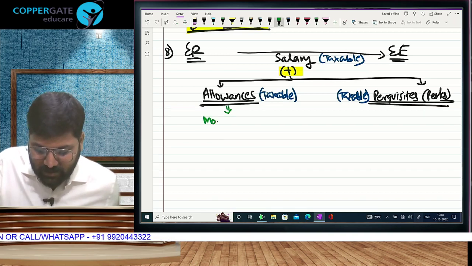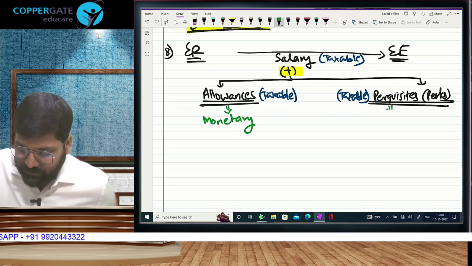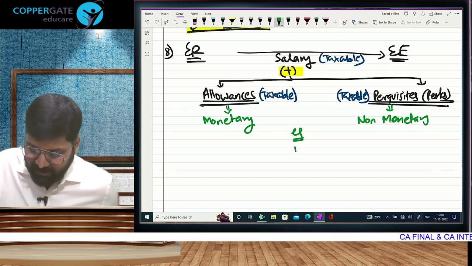Allowances are monetary in nature and perquisites are non-monetary. Example.